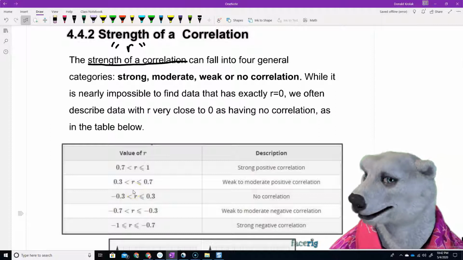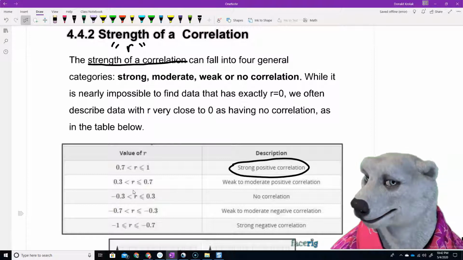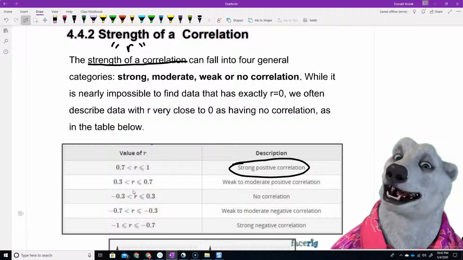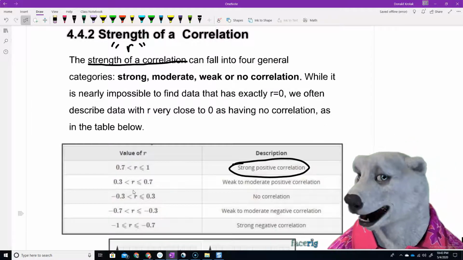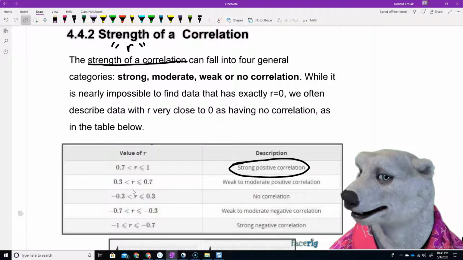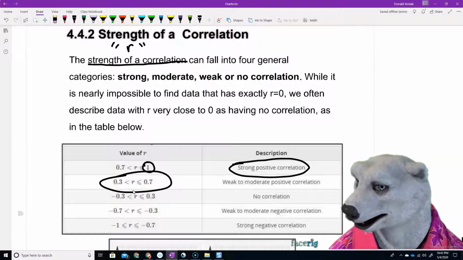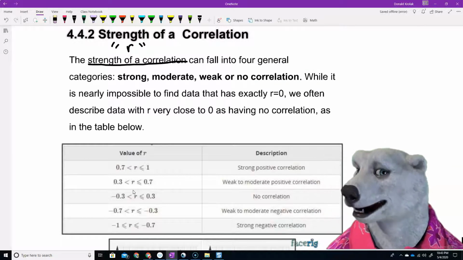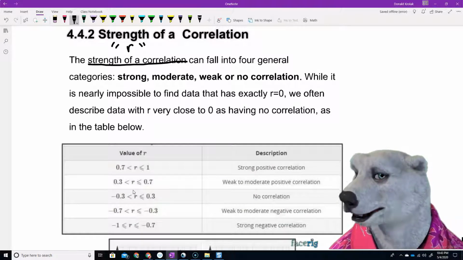If it's between 0.7 and 1, that means it's a strong positive correlation. Now remember, positive correlation means as the x or independent variable is increasing, the dependent variable is increasing as well. A perfect positive correlation would be 1. If it's between 3/10 and 7/10, then we say it's got a weak to moderate positive correlation. If it's 0, notice there's no 0 on this chart here.